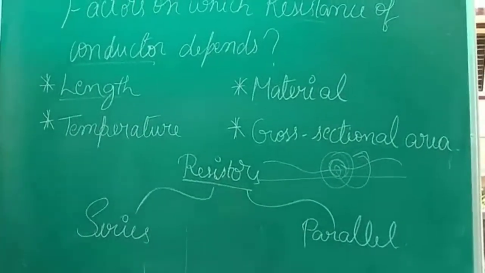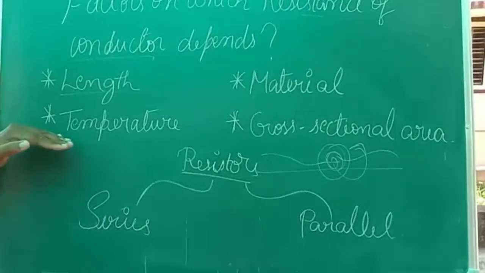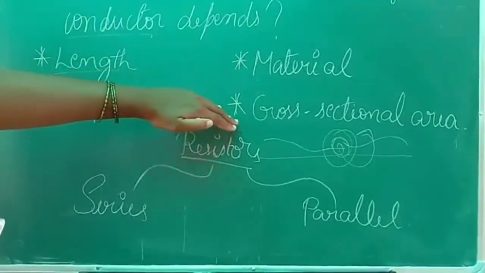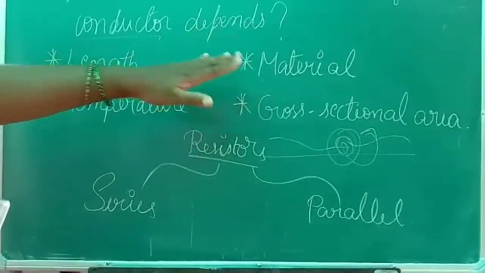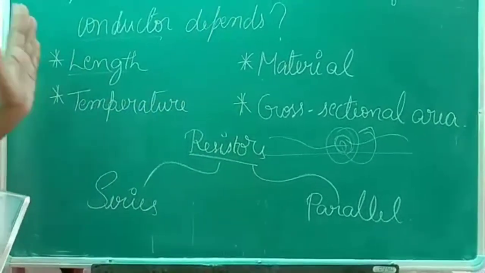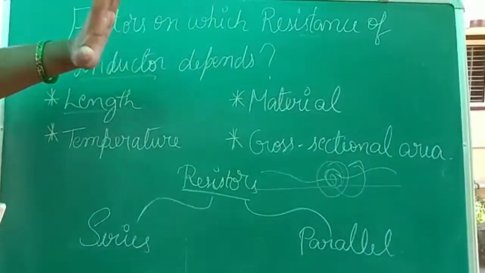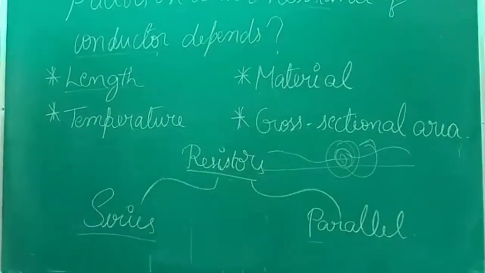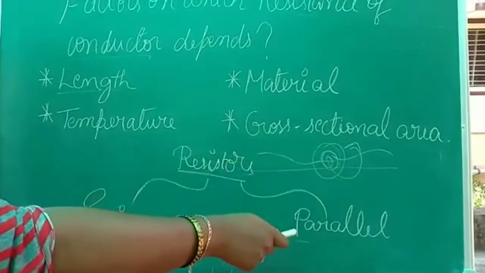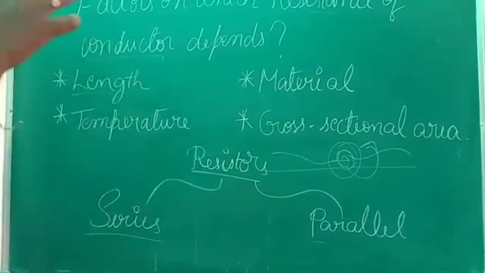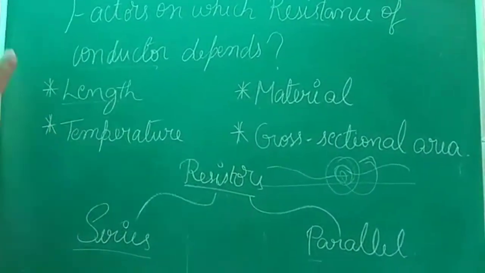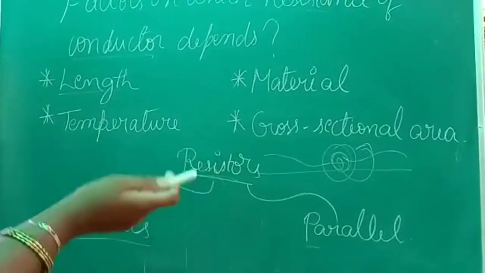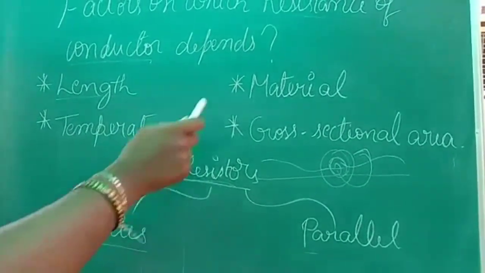There are 4 different factors. One is length of the conductor, next one is temperature of the conductor, then material of the conductor, and last one is cross-sectional area of the conductor. So these are the 4 different factors on which resistance of conductor depends. Now resistors are broadly classified into 2 different types. One is series and one more is parallel. When the electric circuit is connected completely, based on the placement, the resistors are divided into 2 types, that is series and parallel.